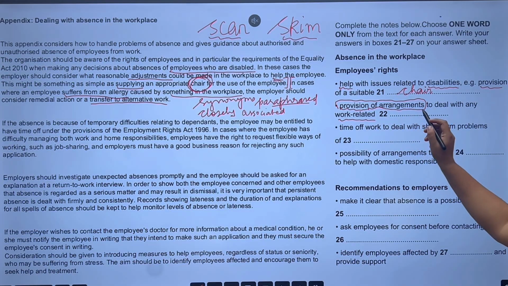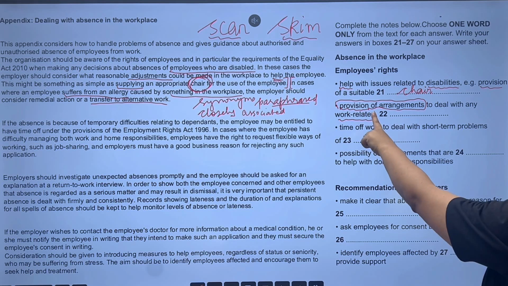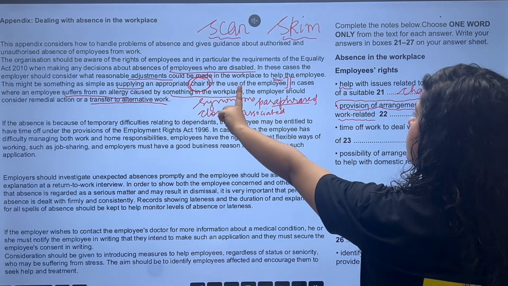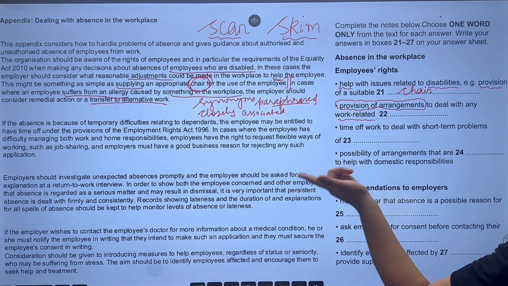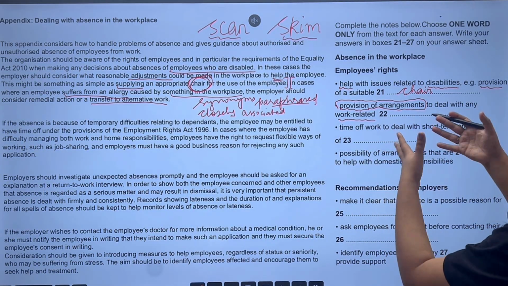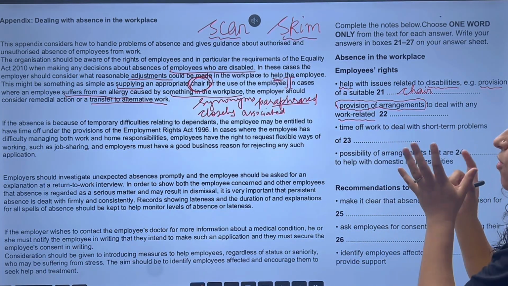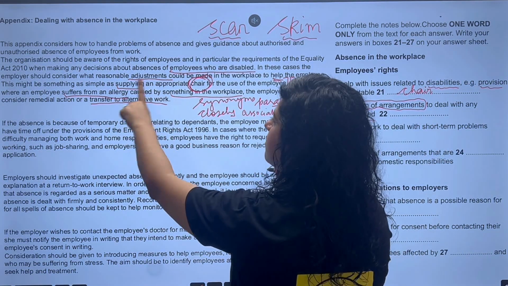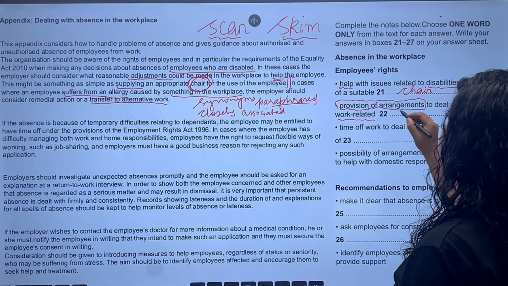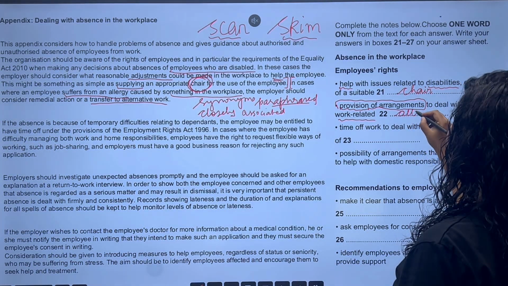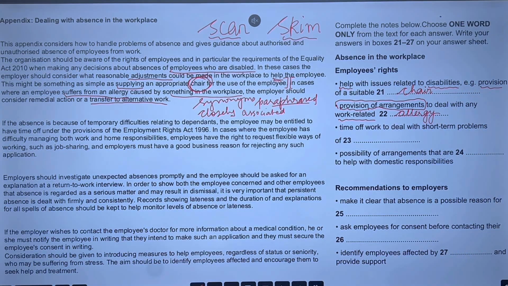So provision of arrangements, transfer to alternative work, at workplace, work related, something in the workplace. And what is that provision? Or not the provision actually, what is that thing which happens at workplace? So what are we talking about? The thing that happens at workplace is allergy. Someone suffers from an allergy. So the answer here would be allergy. One word only, I'll only write allergy.